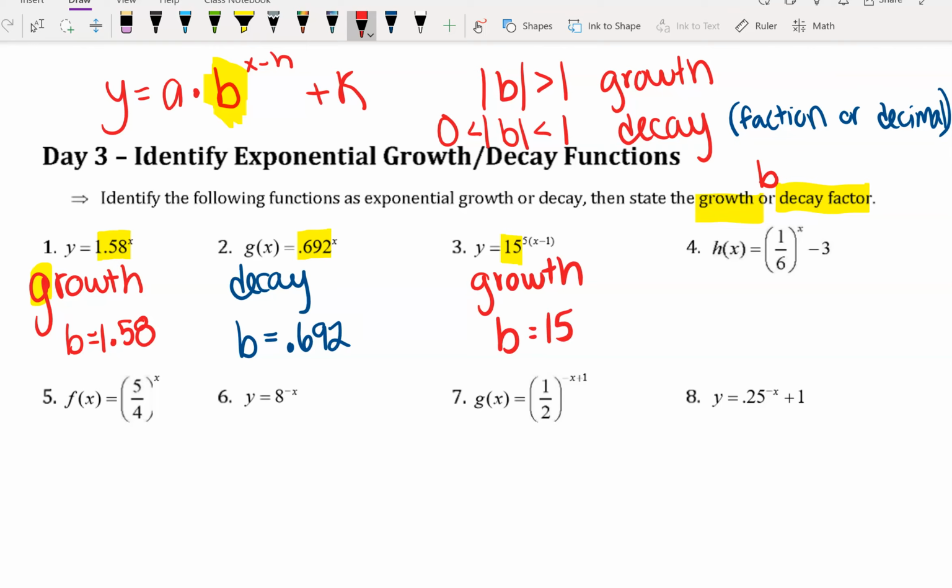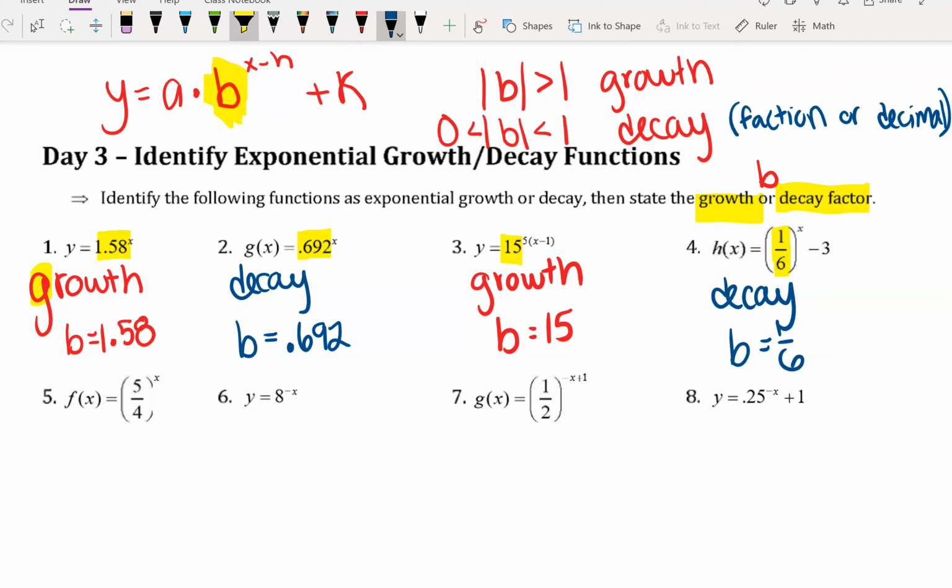All right. If you want to pause the video and try the next few on your own, then you can unpause and see me put my answers down. All right, the B value is 1/6. That is a fraction that's between 0 and 1. So that means it is decay. And the decay factor is 1/6.